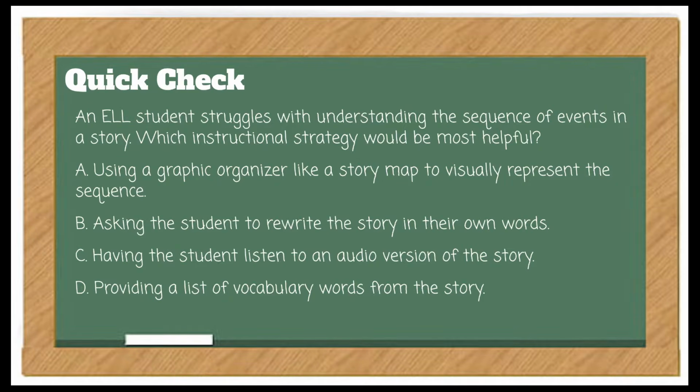Okay, so again, the question is asking us, how do we support an English language learner with the sequence of events? And obviously, D is not going to help them with sequencing. C will not help them with sequencing either. I can read the story, it's not going to make a huge difference there. Having them rewrite the story in their own words, that's summarizing, but it's not anything to do with sequencing. And letter A has the word sequence, so it must be, and it is, A, using a graphic organizer.